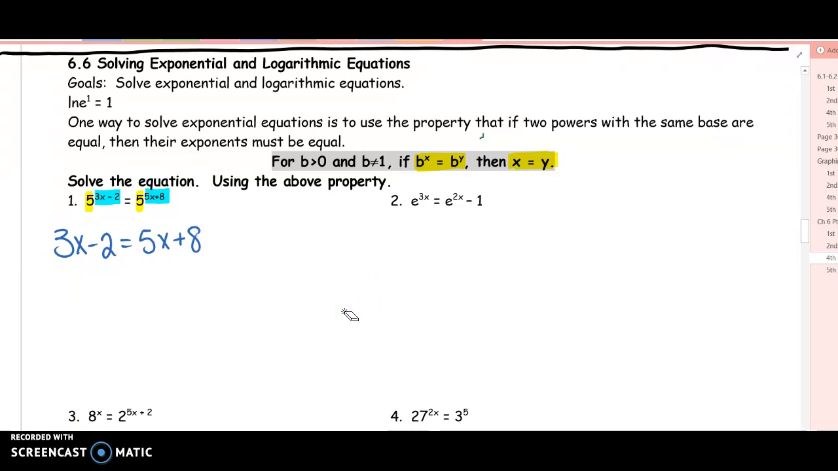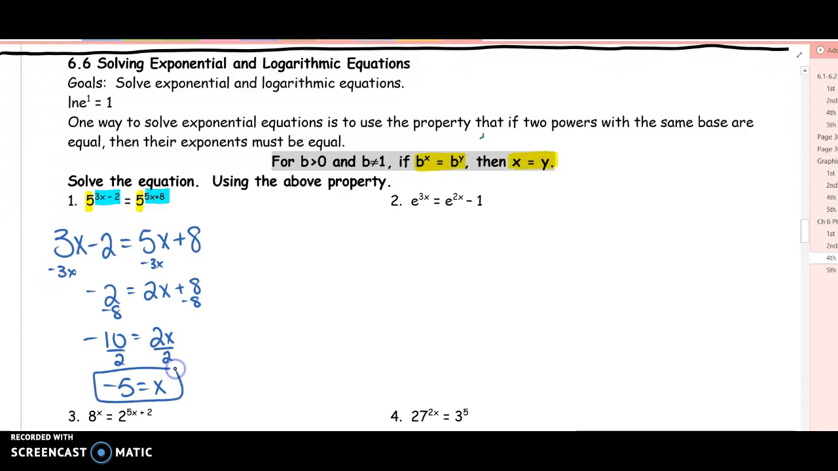So we just took what looked like a really scary looking equation, and is this equation really all that scary? No. How would you solve this? Subtract 3x on both sides. So we have negative 2 equals 2x plus 8. Subtract 8 on both sides. Negative 10 equals 2x. Divide by 2. X equals negative 5. Easy peasy?